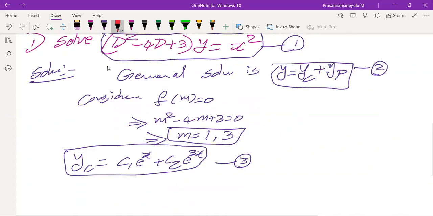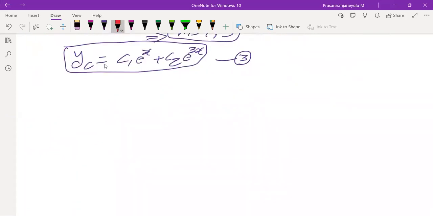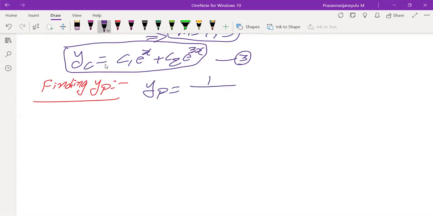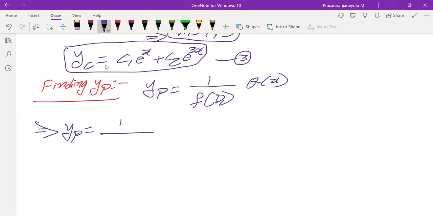So now going to find yp. While finding yp, we have to take, as usual, 1 by f of D of Q of x. Here, yp equals, better I am writing sticking to the left side instead of continuing from here. So writing here, f of D is nothing but D square minus 4D plus 3.